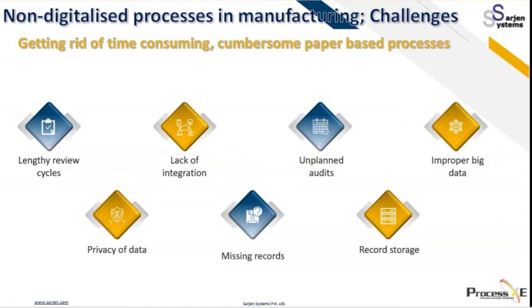Because of this, there are many challenges being faced by manufacturers. Lengthy review cycles. Due to manual intervention, the review cycles of batch records, your product master recipes, and your SOP approvals will take a longer time. Due to that, industries are facing risk. Probably they can miss the production deadlines.